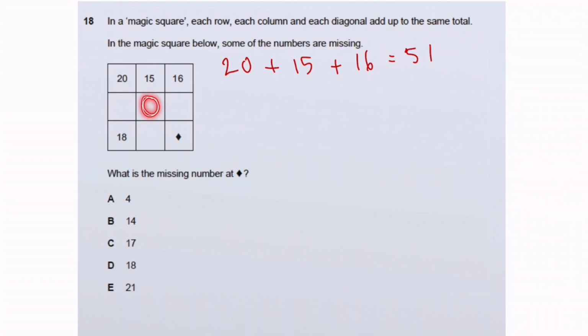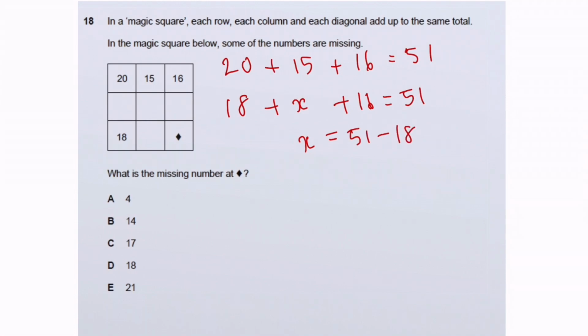Secondly, we can find this missing number because we have 2 numbers already here. So we can have 18 plus, let's say the blank is an x, plus 16 is 51. And then x, bring everything to one side.